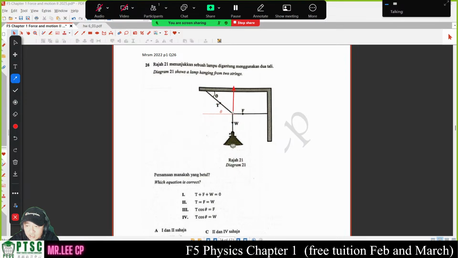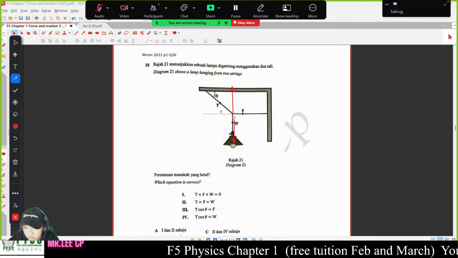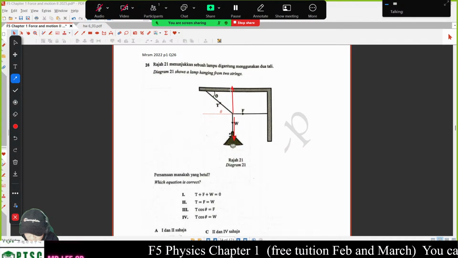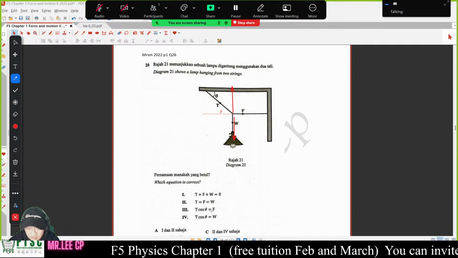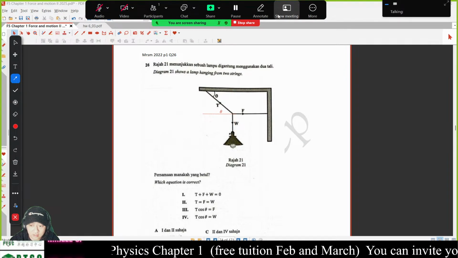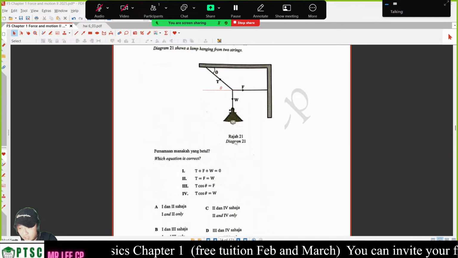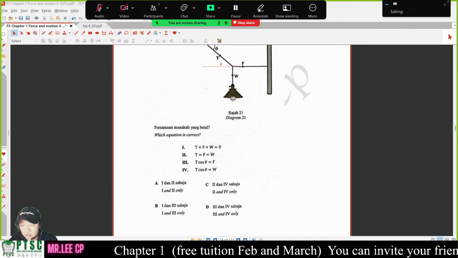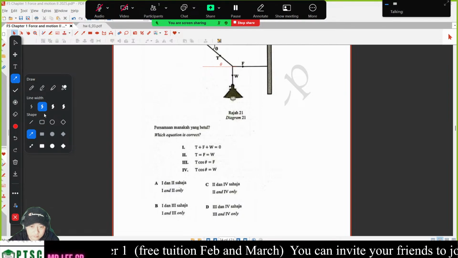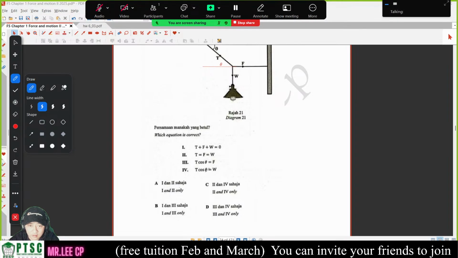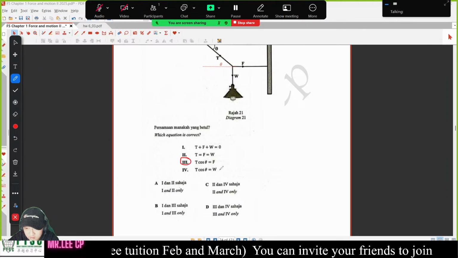T sin theta is equal to W. Right? T sin theta is W. So I got number 3 only. Number 3 only. T sin theta is W.